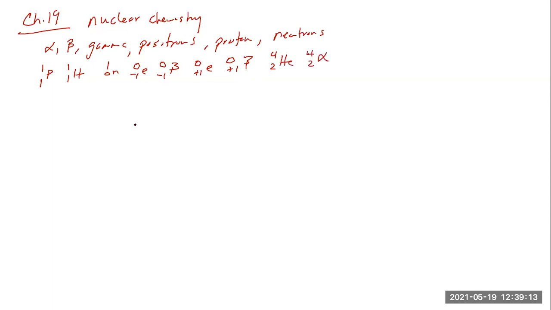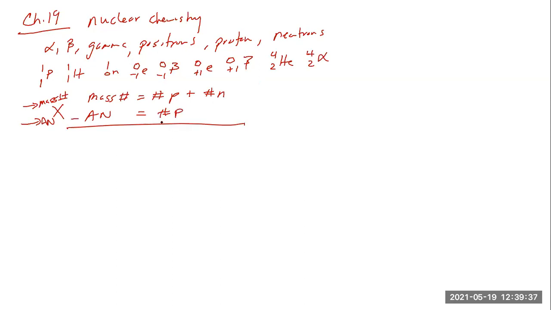And when we look at these guys, the top number is the mass number. The bottom number there is the atomic number. And remember that the mass number is the number of protons plus the number of neutrons. The atomic number is just the number of protons. You could use those two and subtract them, and that will usually give you the number of neutrons present in here.